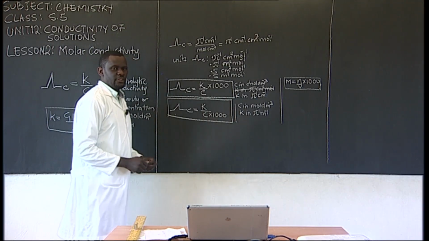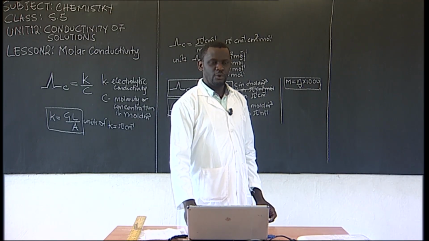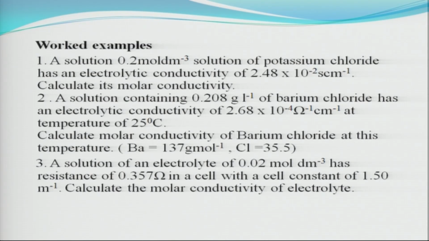So, let's continue and look at our calculations using this expression of molar conductivity. We have some examples here. We are going to calculate some of them as we practice. The first question says a solution of 0.2 molar potassium chloride has an electrolytic conductivity of 2.4 times 10 to the power negative 2 Siemens per centimeter. Calculate the molar conductivity.